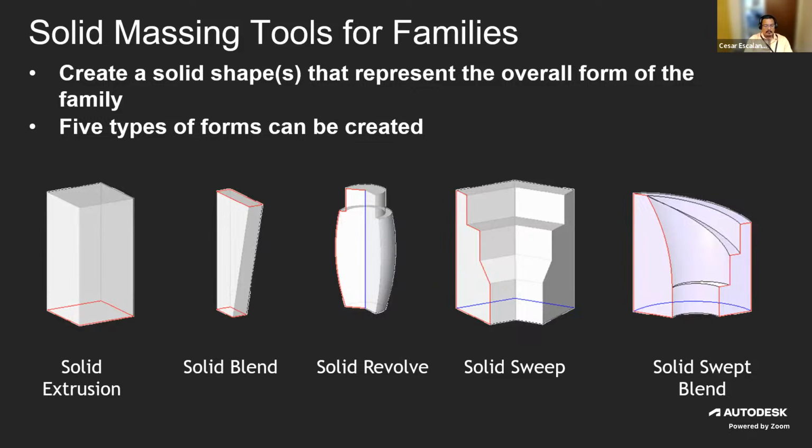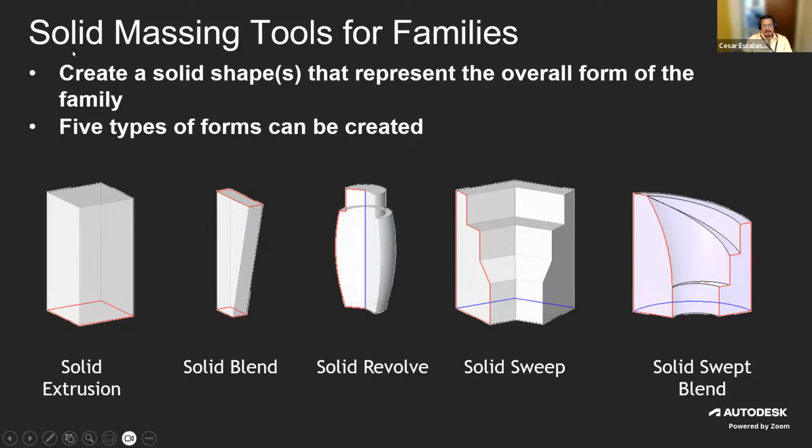You have a sweep. A sweep is a profile that is extruded along a three-dimensional path. That path can be in 2D or in 3D. And a solid swept blend is two profiles merged along a path. I'm going to jump into this a little bit.